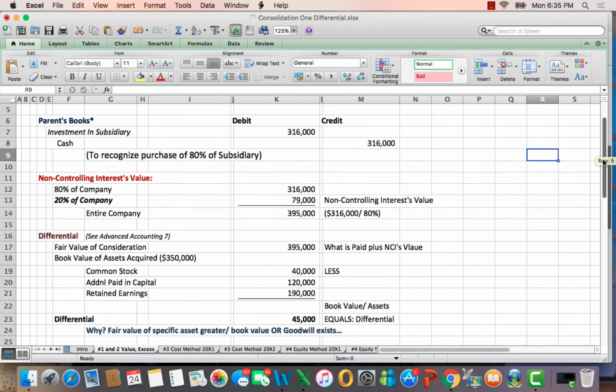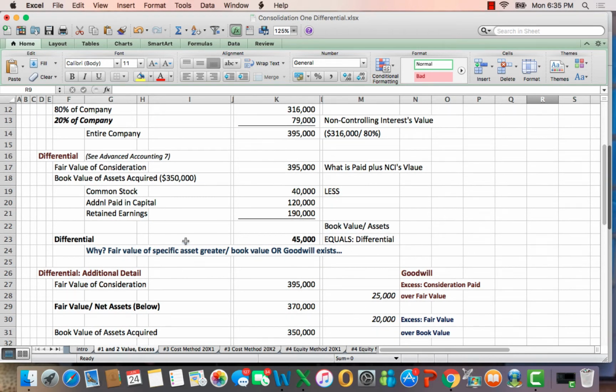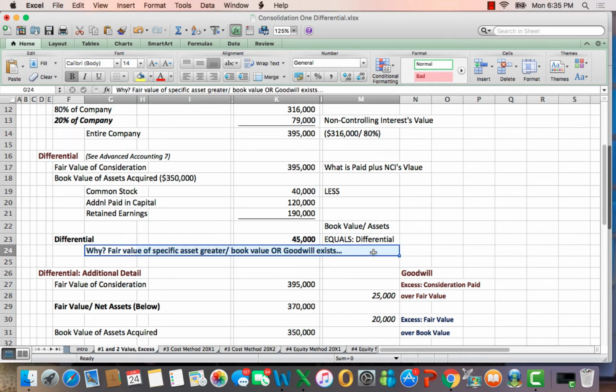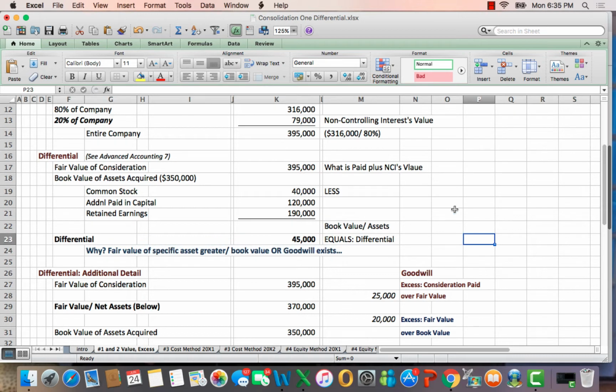So we have this thing called a differential. And the reason we have a differential is that the fair market value of specific assets is greater than book value. That's one reason. Or the company has goodwill created because they paid more than the fair market value of the assets. It can be one or the other or both. So in this case, the consideration, a business law term, consideration that was paid was $395,000 for the entire company.